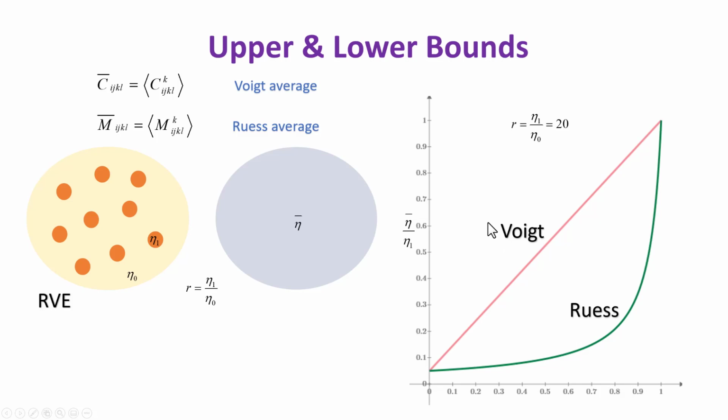So as you can see, the two averages are far apart. The Voigt average gives the upper bound, and the Reuss average gives the lower bound. The two bounds are really far apart. If the second phase is rigid particles, Einstein got the result that the effective viscosity is related to the matrix viscosity by this relationship, as long as the second phase is very dilute, so C is very small. This relationship was also obtained by Jeffery.